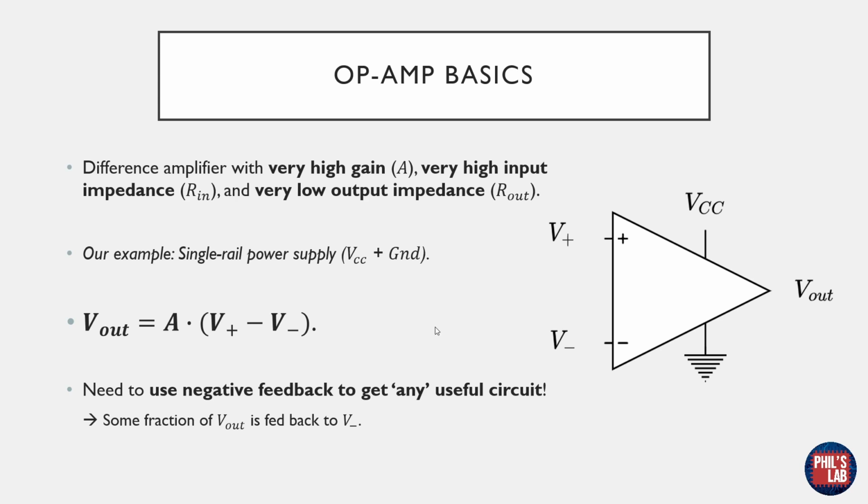The governing op-amp equation is this one here. Our output is our very large open loop gain A multiplied by the difference at the inputs. This is usually enough to solve most op-amp circuits. But to get any useful circuitry with op-amps, we actually need to use negative feedback. So we take some part of the output V out, divide it down via some fraction, and feed that into our inverting input because we want negative feedback. And we'll see why in just a second.